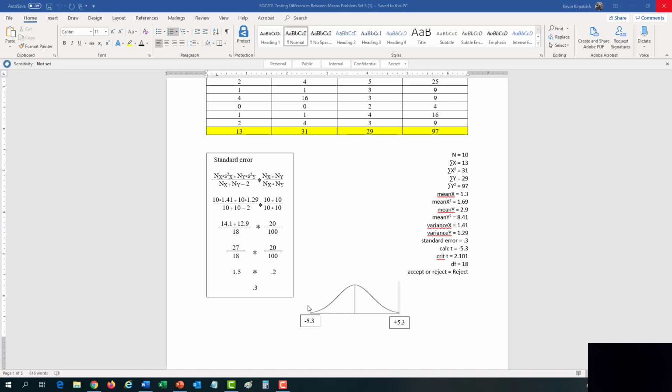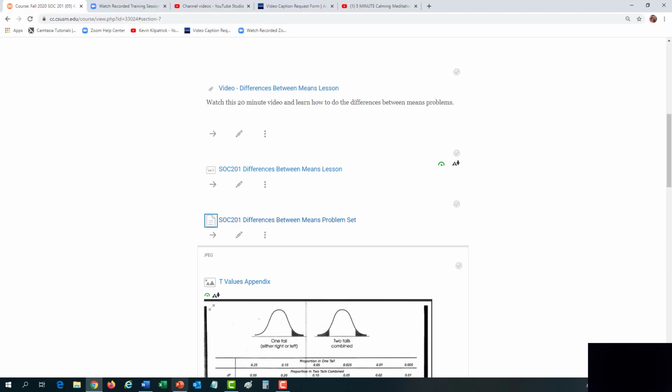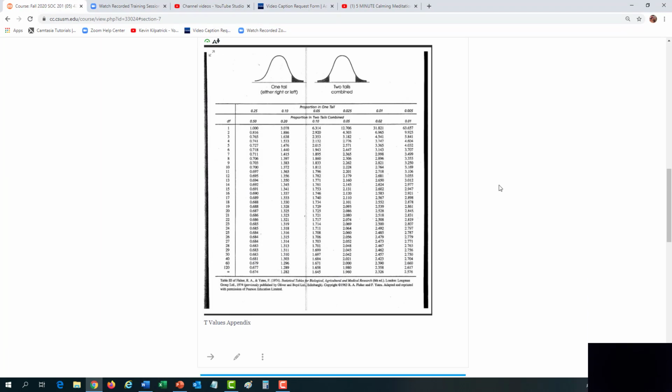Now, if you go into the appendix and look for the critical t-value. Now remember, this was a two-tailed test. Remember that? So we need to look in this row of alpha values and find 0.05 there. And then we're going to go down until we find 18.